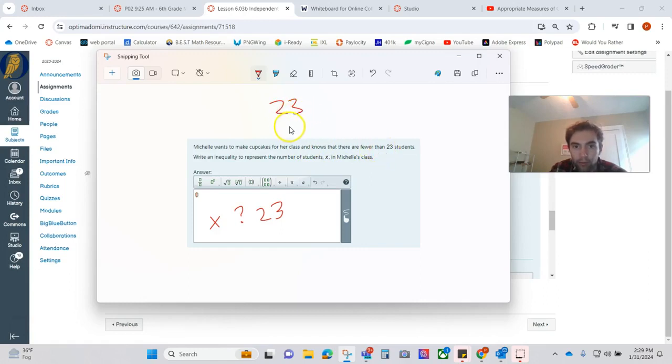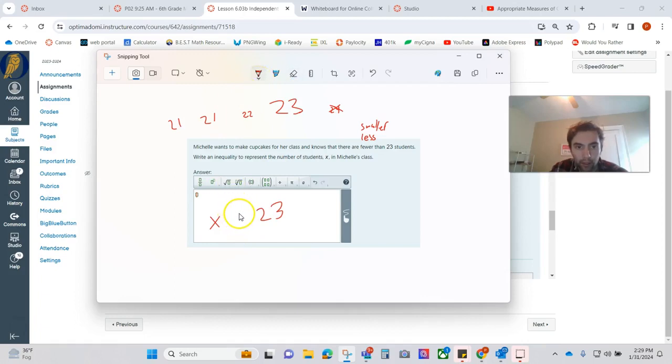So Michelle wants to make cupcakes and knows that there are fewer than 23. Fewer than 23. So let's think about this. Is 24 fewer than 23? No, 24 is more than. But is 22 fewer than? Fewer means like less or smaller. Is 22 smaller than, fewer than, less than 23? Yep. And so is 21, and so is 22.